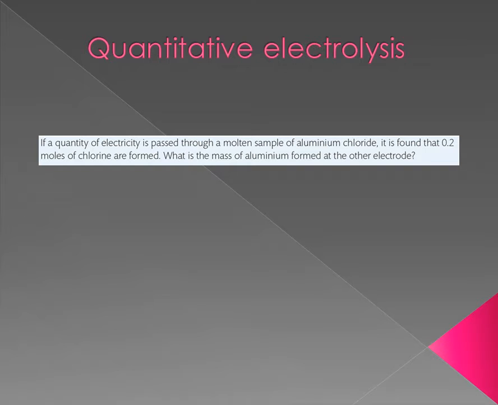Quantitative electrolysis. First question. If a quantity of electricity is passed through a molten sample of aluminum chloride, it is found that 0.2 moles of chlorine are formed. What is the mass of aluminum formed at the other electrode?